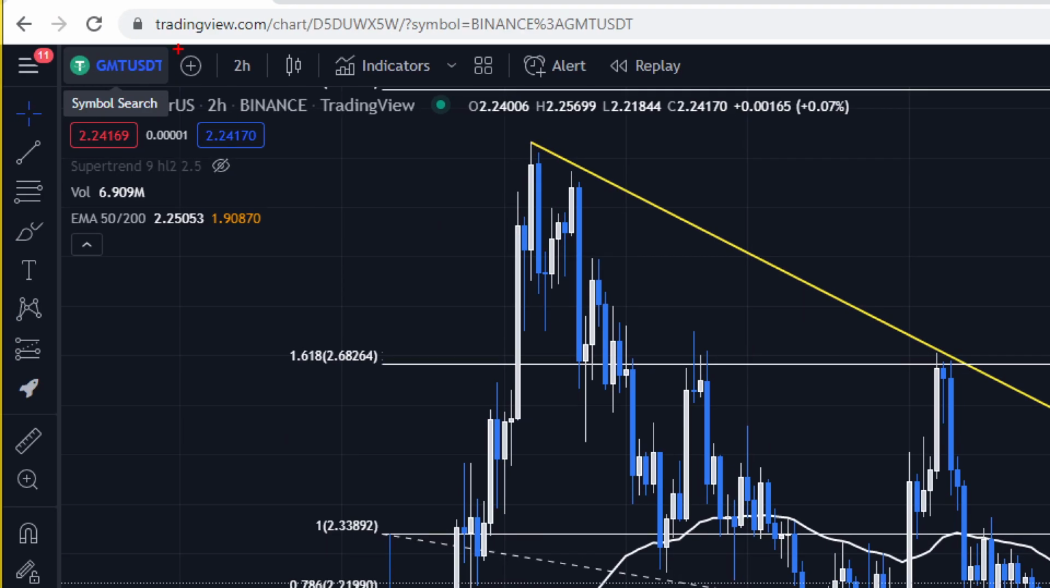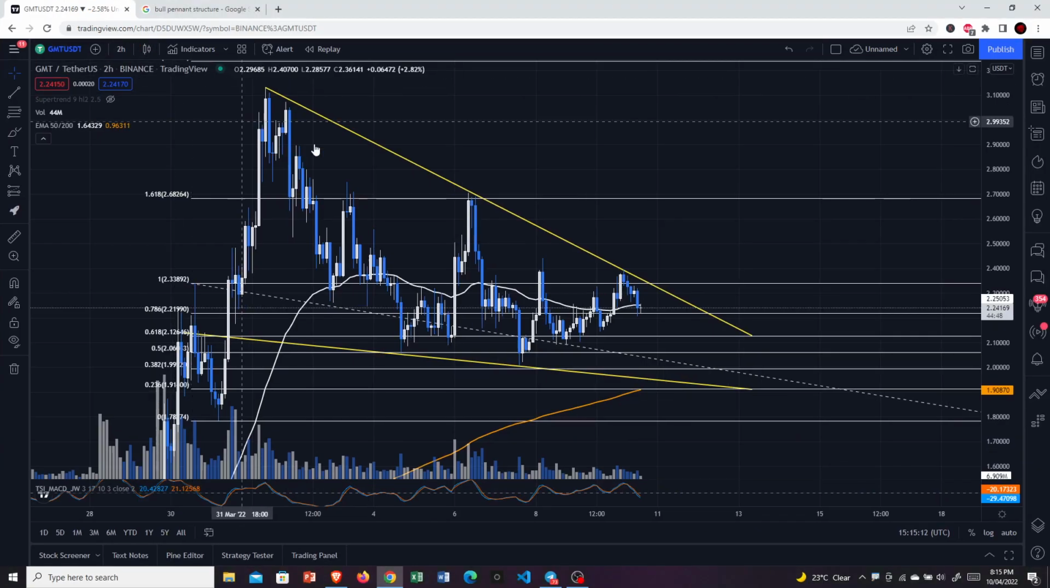of GMT-USDT. This is a 2-hour time frame chart. So I opened a 4-hour time frame chart, but with these EMAs 50 and 200, the 200 EMA wasn't visible.